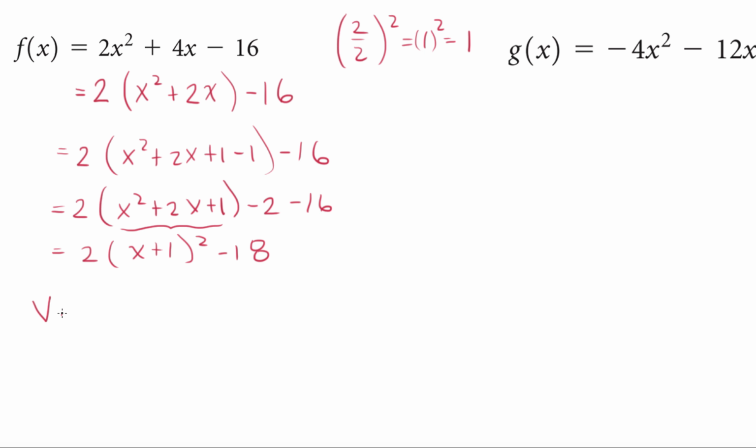Now we find the vertex. Opposite of the sign inside the parentheses, so negative 1 and negative 18. Now, for the min and the max, since a is 2 and 2 is a positive number, then we have a minimum value. And that minimum value is the y coordinate of the vertex, which is negative 18.